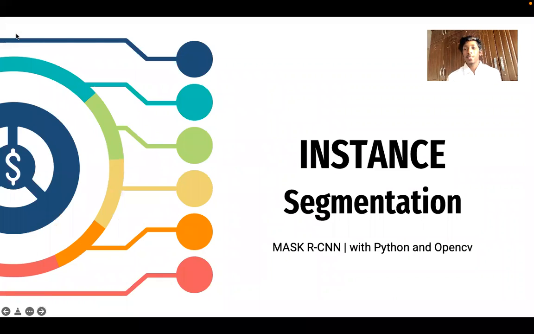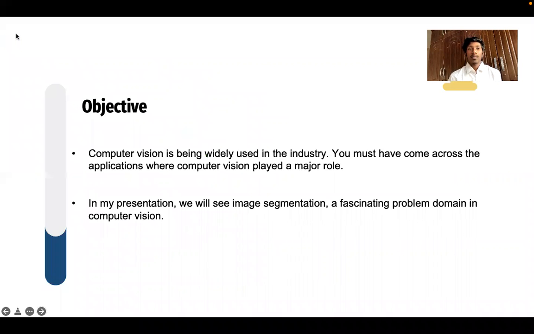So my topic is instance segmentation using RCNN with OpenCV. Okay, so let's read the objective. Computer vision is being widely used in this industry. You must have come across applications where computer vision played a major role. So in my presentation, we'll be seeing image segmentation, a fascinating problem domain in computer vision.